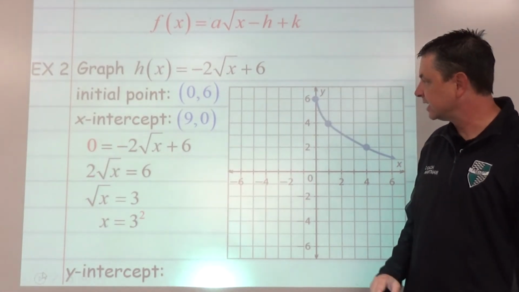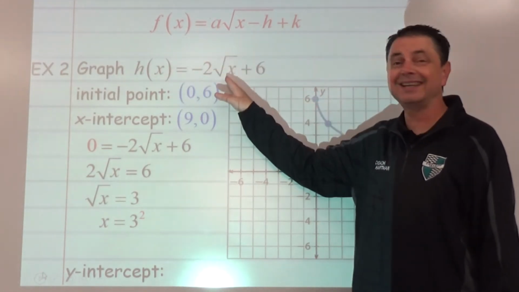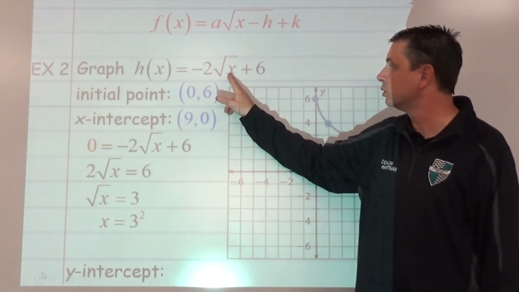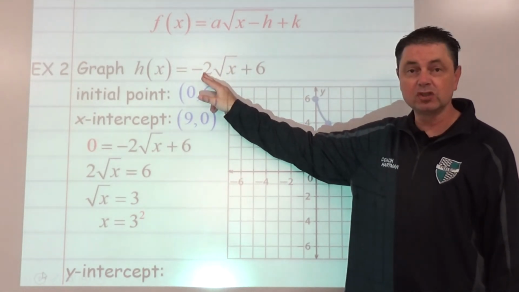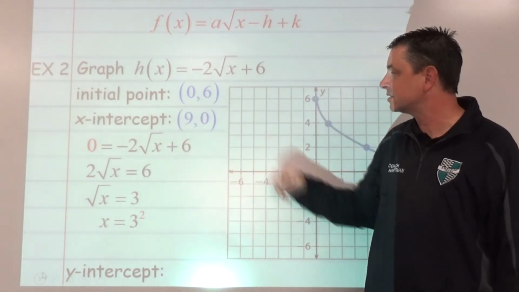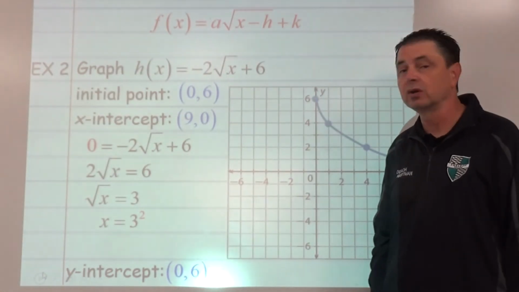The y-intercept, well, we do see it. If we wanted to go through the process of plugging in 0, h of 0 equals the square root of 0 is 0, times negative 2 is still 0, plus 6, we do get a y-intercept, and we see it here on the graph of 0, 6.